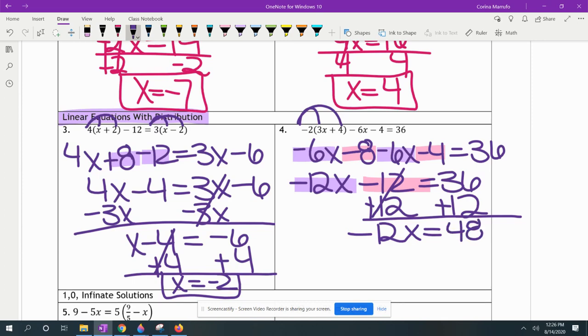And our last step to solve for x is to divide by negative 12. And then these negatives make a positive, so we end up with a positive x equals 48 divided by 12 is negative 4.